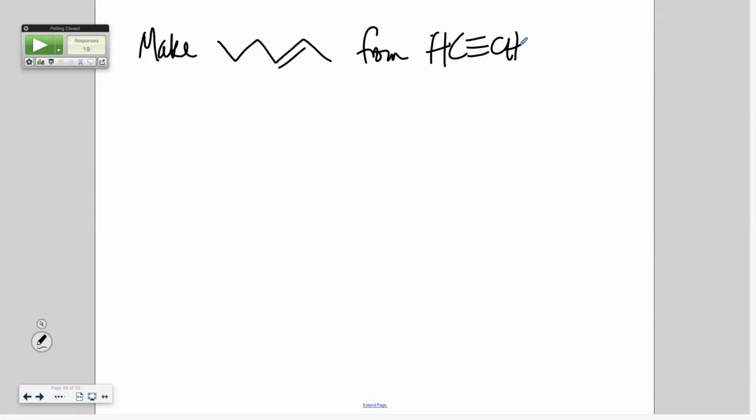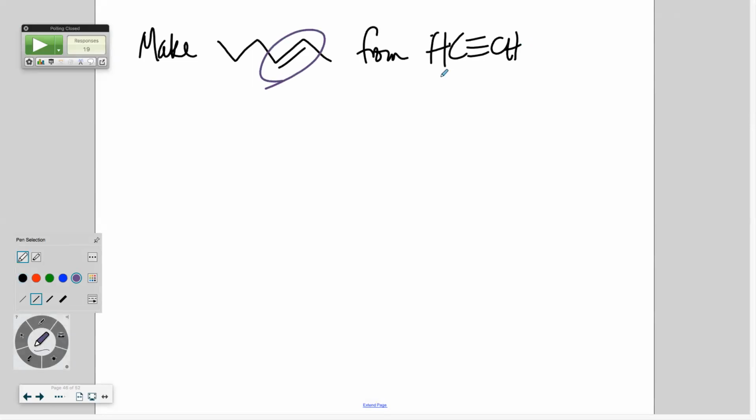All right, so let me ask you the differences. Acetylene is how many carbons? 2. How many does that other thing have? 6. Okay, so I got to add how many carbons? 4. Okay, what else is different? I have a double bond, and over here I have a triple bond.